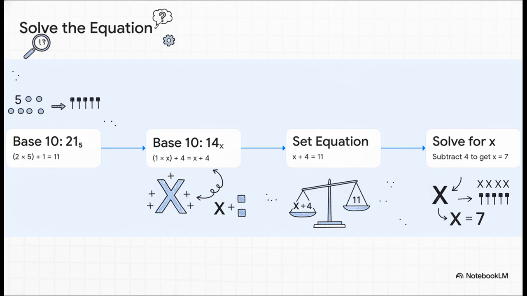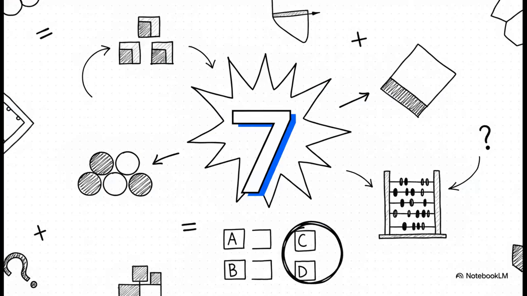Moving to step 3, let's set up our brand new base 10 equation. We just replace the original pieces with our new base 10 values. This leaves us with a really beautiful, simple equation, x plus 4 equals 11. Finally, step 4, solve it clearly. To isolate x, we just subtract 4 from 11. And boom, we arrive at our answer, 7.